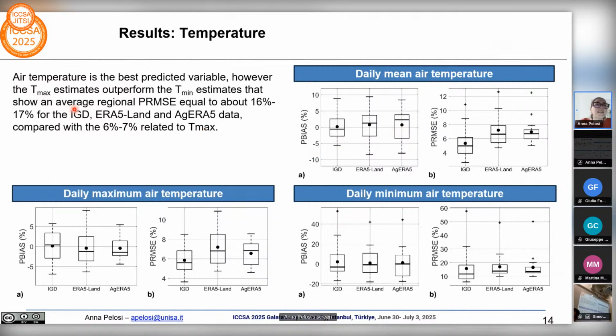As we can see, the temperature is the best predicted variable. In particular, the daily maximum air temperature outperforms the daily minimum air temperature. So the average regional percent root mean square error is about 16%, and is very similar for all three analyzed databases for weather inputs.